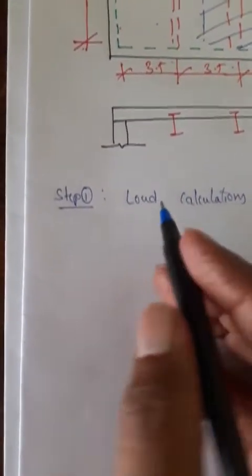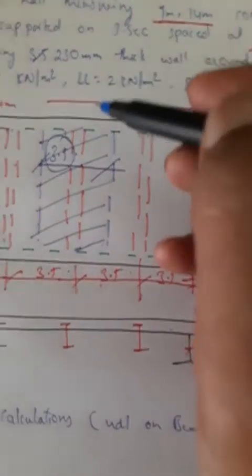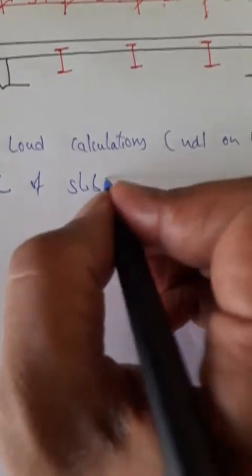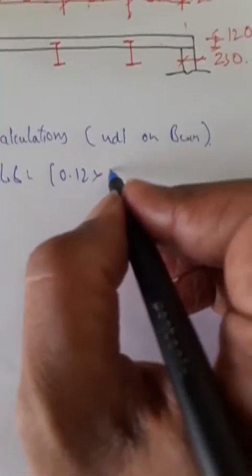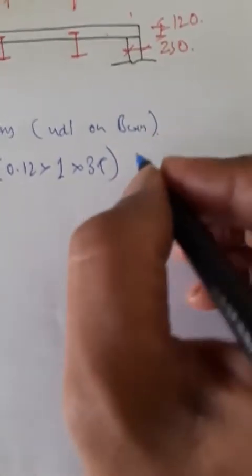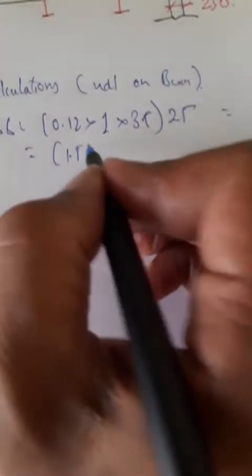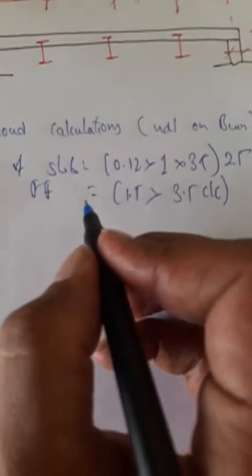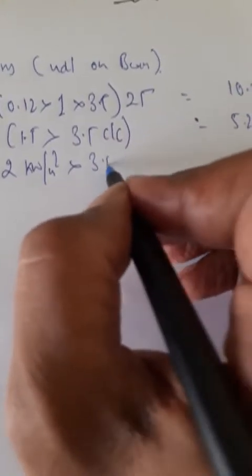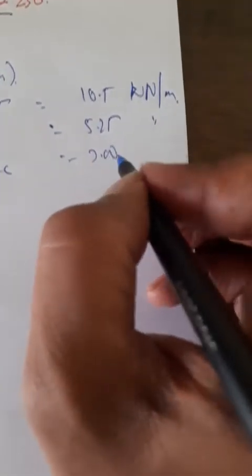So let us start with the load calculations. I have to calculate what is the UDL generated on this beam. So first, dead load of slab. Thickness 0.12, width 1 meter. I am going to consider 1 meter width, into 1, into spacing 3.5 meters, into unit weight. So this gives me the answer 10.5 kilonewtons per meter. Floor finish. So floor finish is given as 1.5 into 3.5 meters center to center spacing. So this gives me the value 5.25. Live load. So live load is given as 2 kilonewtons per meter square into 3.5 meters center to center spacing. So this gives me the answer 7.0.